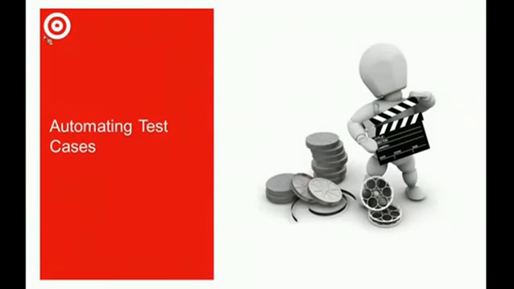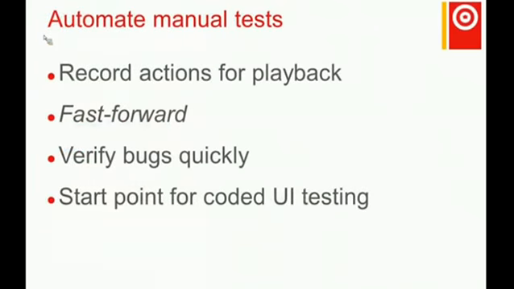Okay, so we'll move on now to automating test cases to make things a little bit quicker when you come to rerunning tests. You can record your actions for playback. When you're recording the test, you go through the test as normal, and a recording is automatically being made for you. When you play the recording back, you can fast forward through as many steps as you want. That allows you to verify bugs quickly as well, because you can see the bug and fast forward through the recording to see if the bug has been fixed.